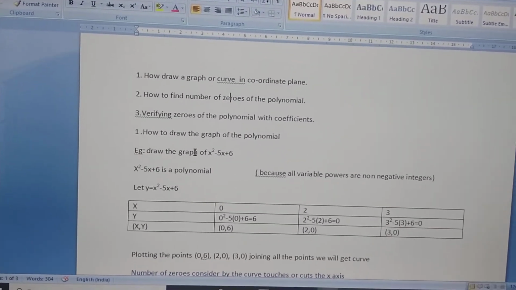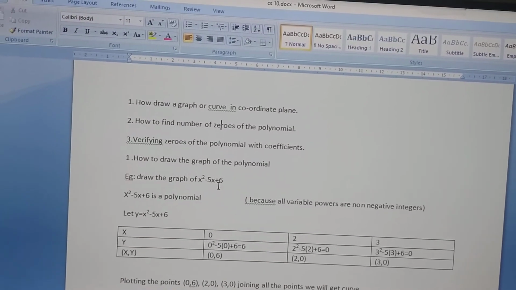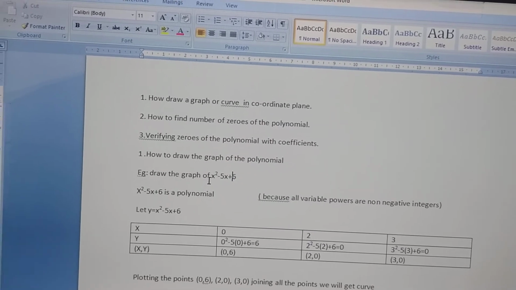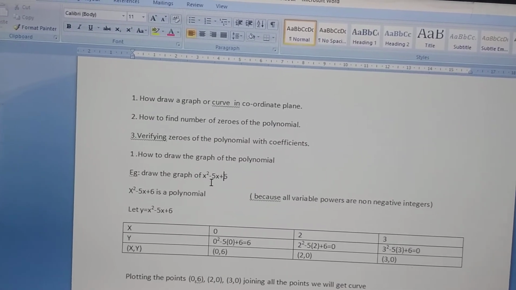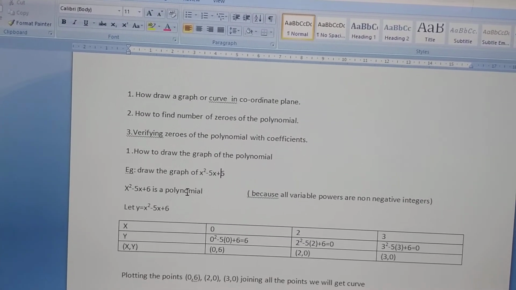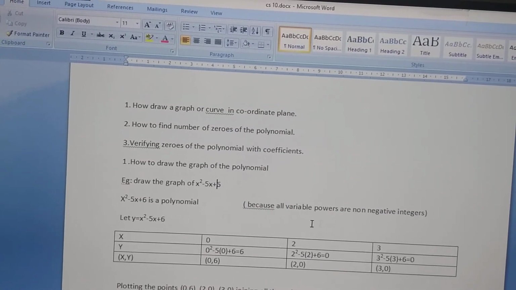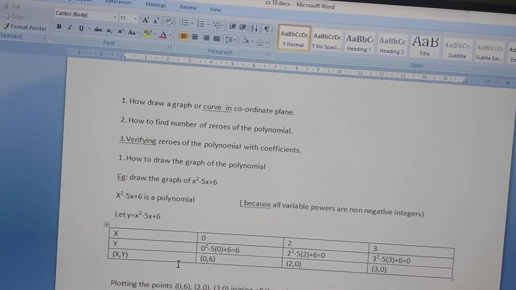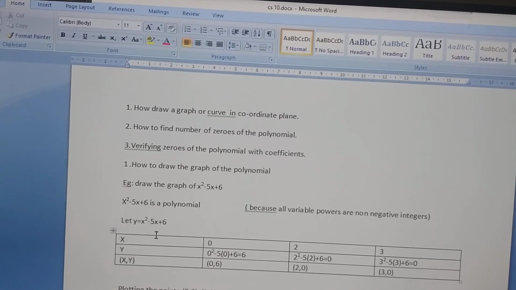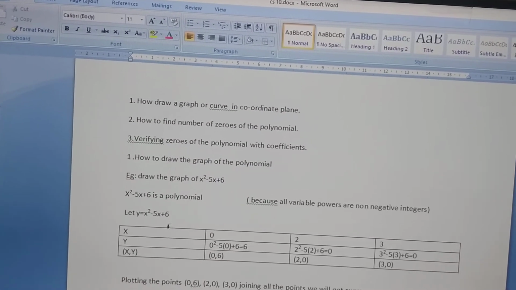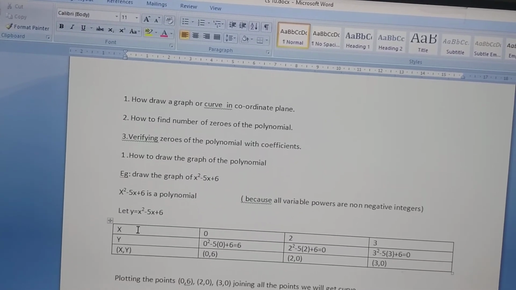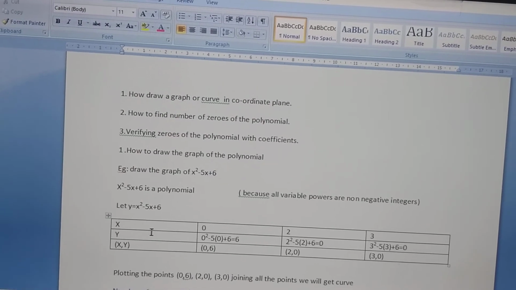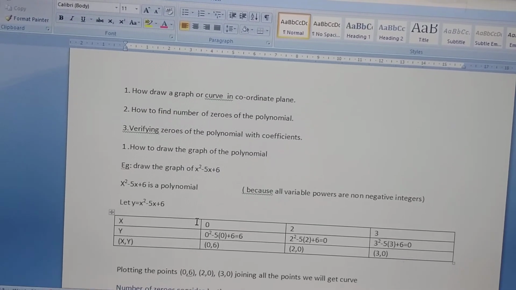So first point, how to draw the graph of the polynomial. I am taking an example, x square minus 5x plus 6. It is a polynomial because all the variable powers are non-negative integers. So the given polynomial is x square minus 5x plus 6. Let the polynomial value be equal to y. So y equals x square minus 5x plus 6.